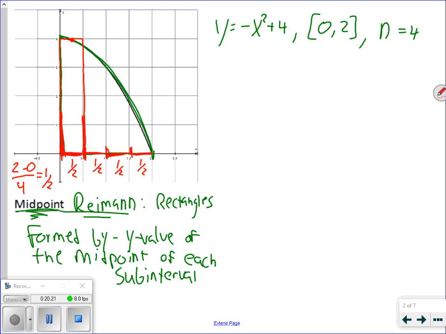Now, instead of doing this side of the rectangle or this side of the rectangle at x equals 0.5 or x equals 1, we're going to do it right in the middle of that, which is 1.25. Right here is the midpoint of the two rectangles. And right here is the midpoint of the two rectangles. And right here is the midpoint of the two rectangles.